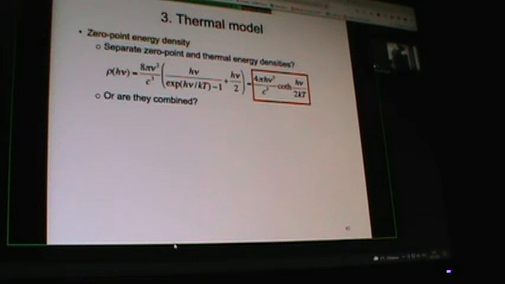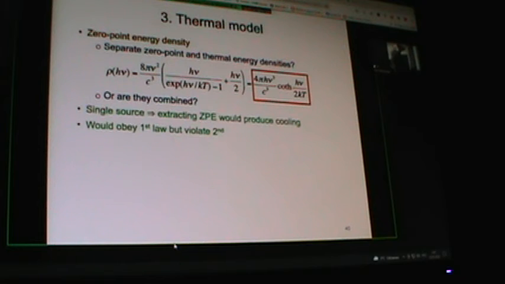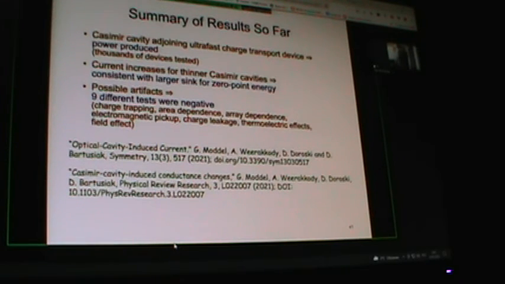Are they somehow combined? For example, even though our quantum mechanical viewpoint right now certainly doesn't say this, is it possible that if we were able to extract zero-point energy, we'd have to feed it with thermal energy? And so the location where we extracted it from would cool. So in that way, if zero-point energy and thermal energy come from the same source, extracting zero-point energy would produce cooling. We would obey the first law because we're getting real energy from somewhere, but we would be violating the second law because cooling an ambient situation in equilibrium is a clear violation. So which of these three models do we take, or is there another model entirely? That's up to you.